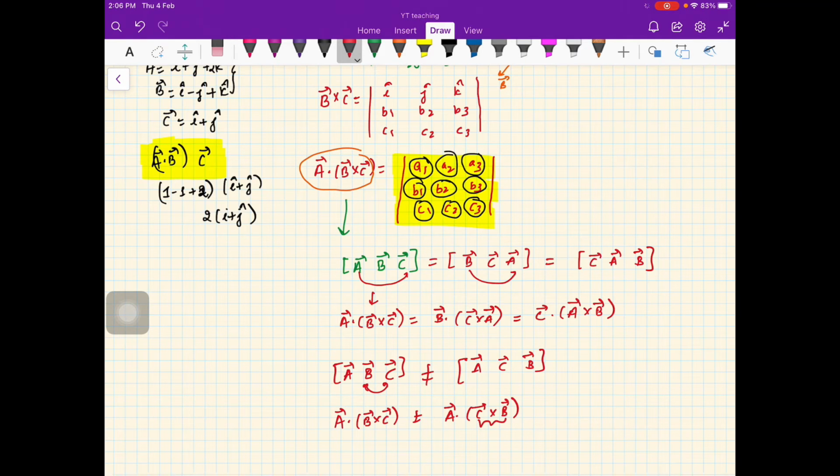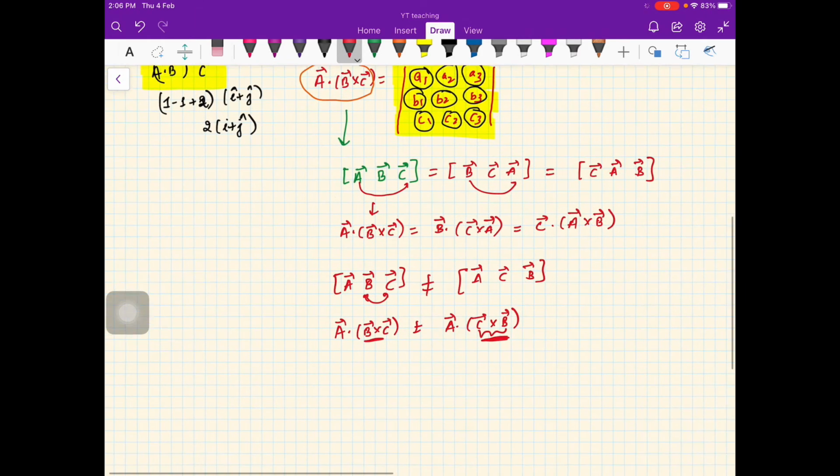You can very easily see that this will be a negative sign, because B cross C will be opposite of C cross B, right? Okay, so these are the things which you can use when you will use the scalar triple products later on.